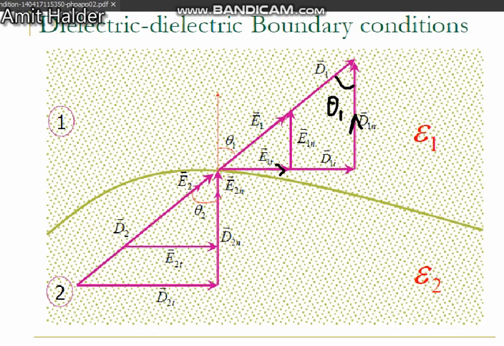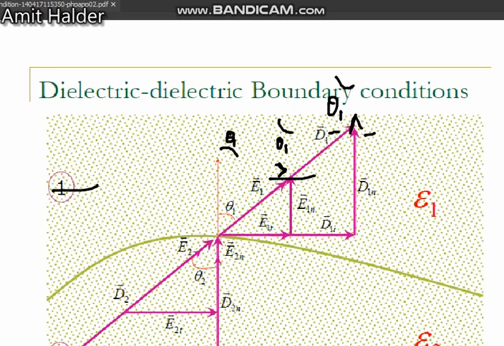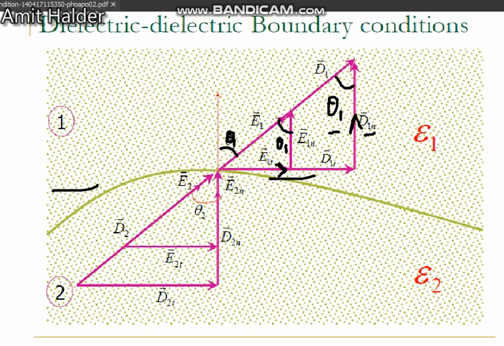If that is theta 1, we can write d1n is equal to d1 cos theta 1, and e1t, that is theta 1, that is also theta 1 here, as you can see. We can take theta 1 here and here too. So e1t is equal to e1 sin theta 1, and d1n is equal to d1 cos theta 1. So now we can write it, e1 sin theta 1, d1 cos theta 1.